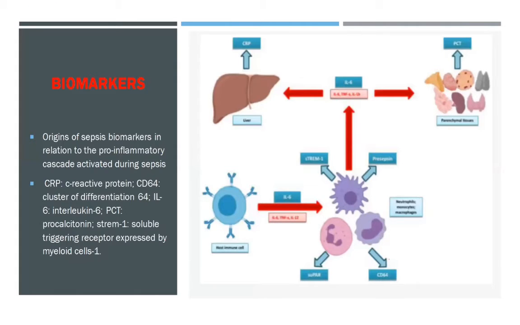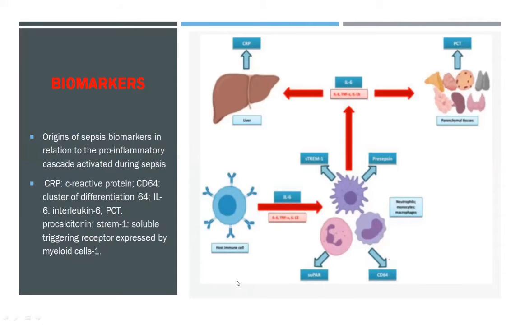Now moving to the biomarkers. As I said before, blood culture takes time. It's also less sensitive. The other alternative for us for the diagnosis of sepsis is the biomarkers. The origin of the biomarkers is in relation to the pro-inflammatory cascade that is activated during sepsis.